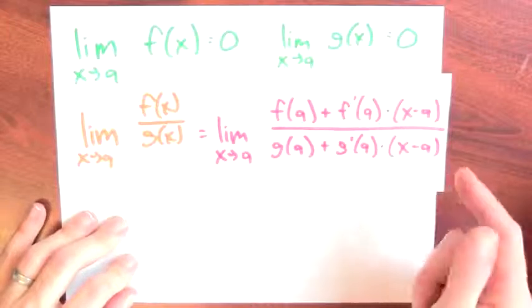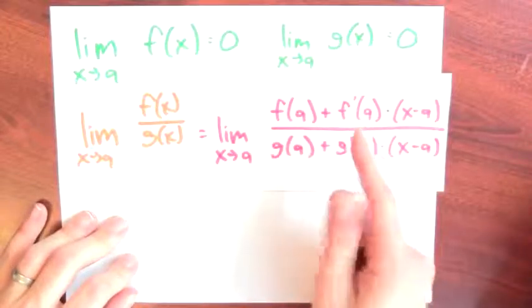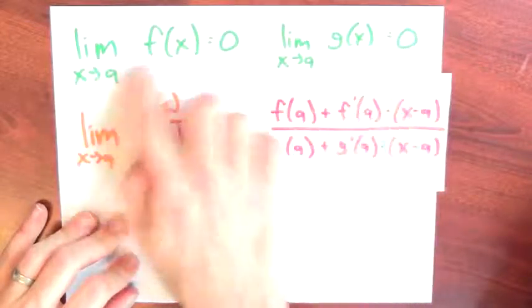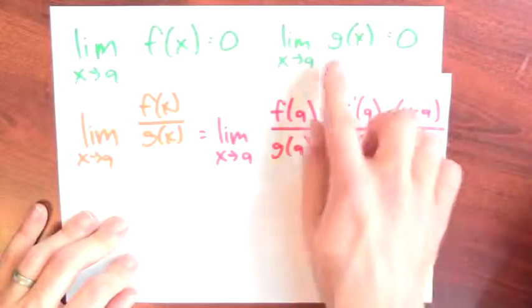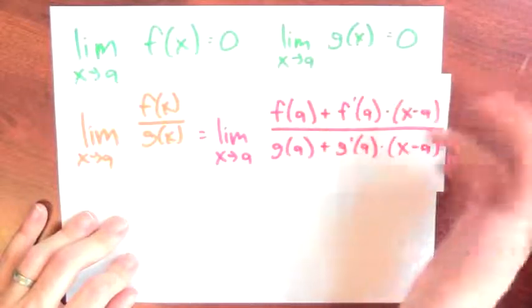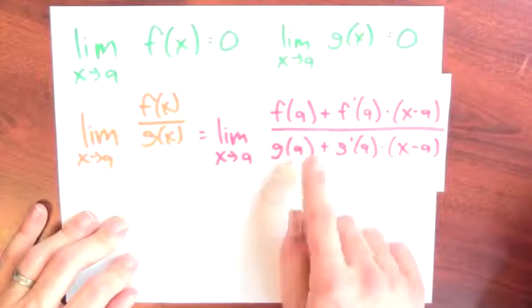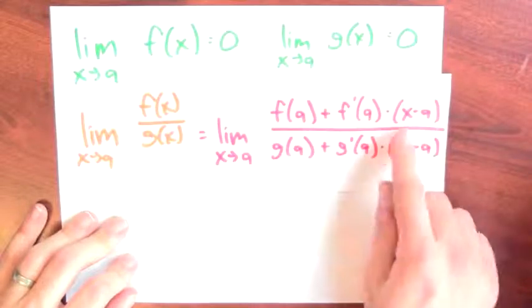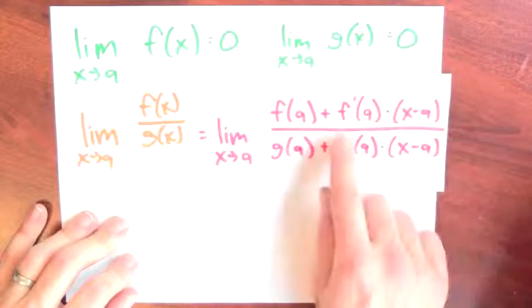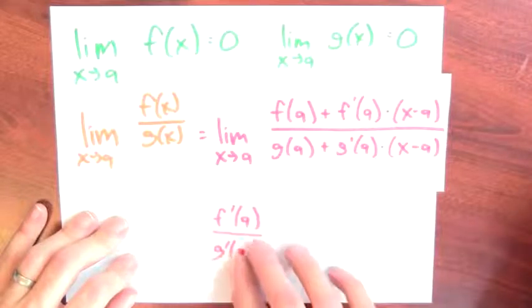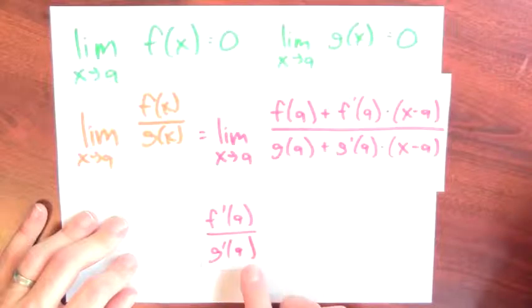But this is a really great situation to be in, because f of a, say, is equal to 0 if f is continuous there, maybe since it's differentiable, and g of a is also equal to 0 since g is continuous. So that these f of a and g of a terms go away. And then I've got an x minus a and an x minus a term there, so those also cancel, and all I'm left with is just f prime of a divided by g prime of a.